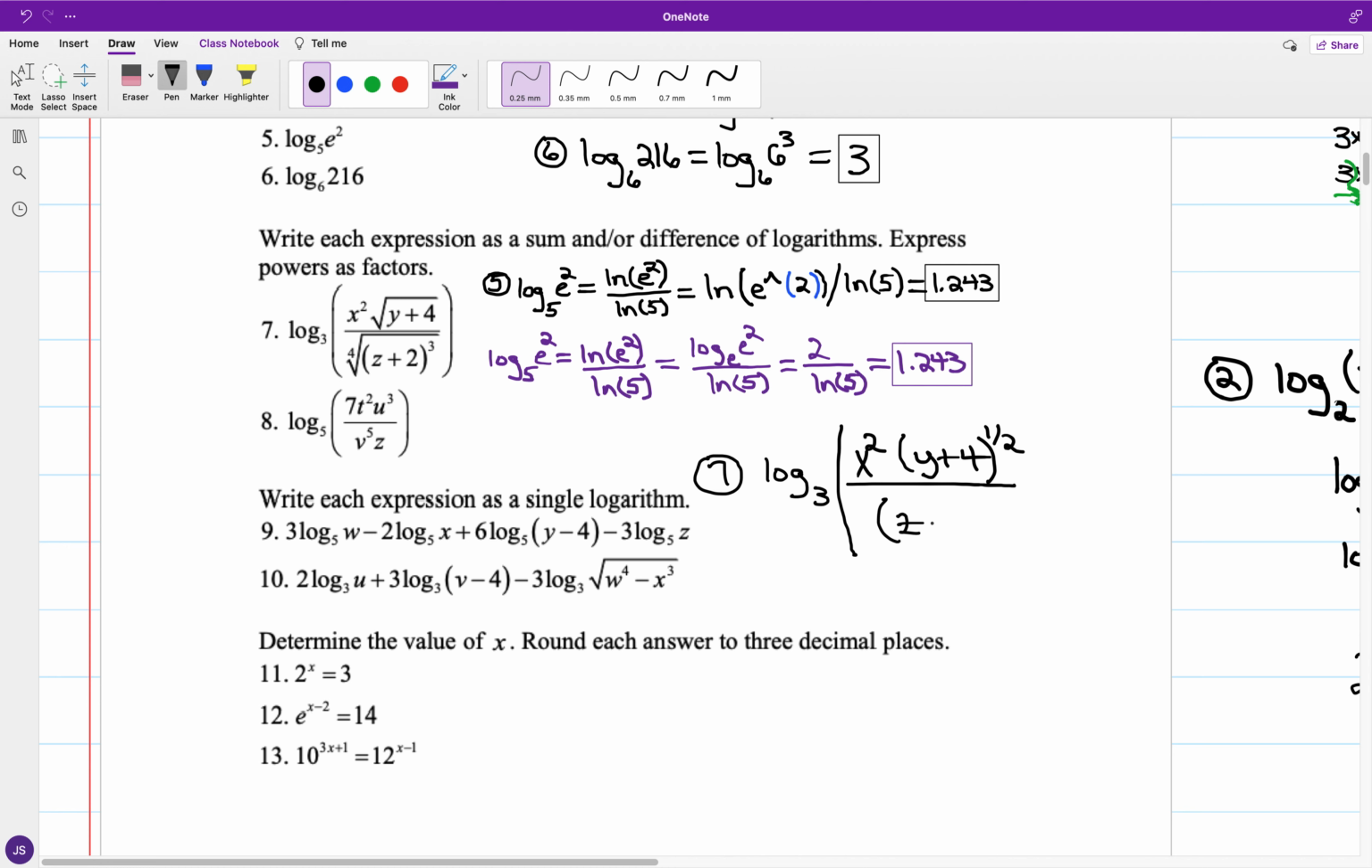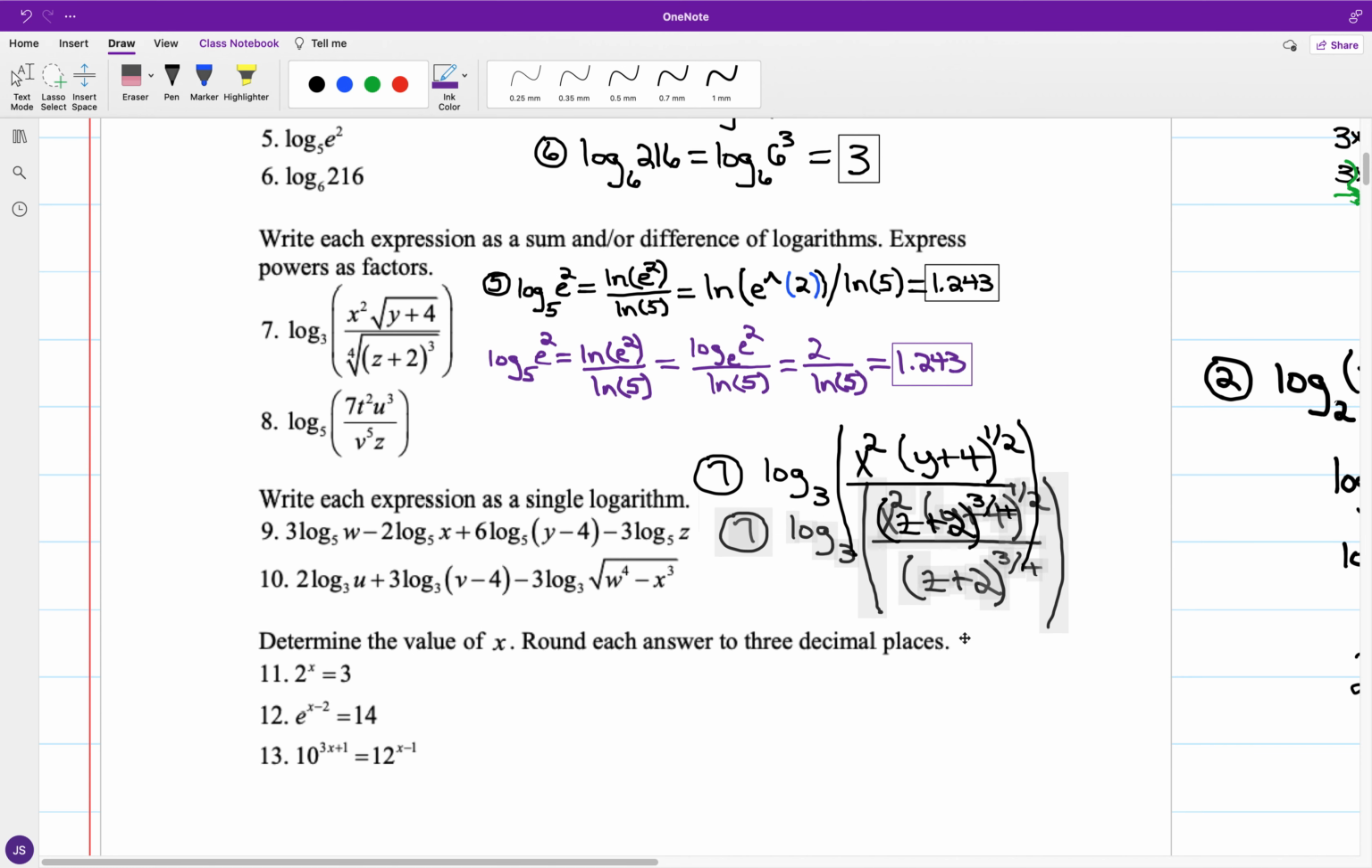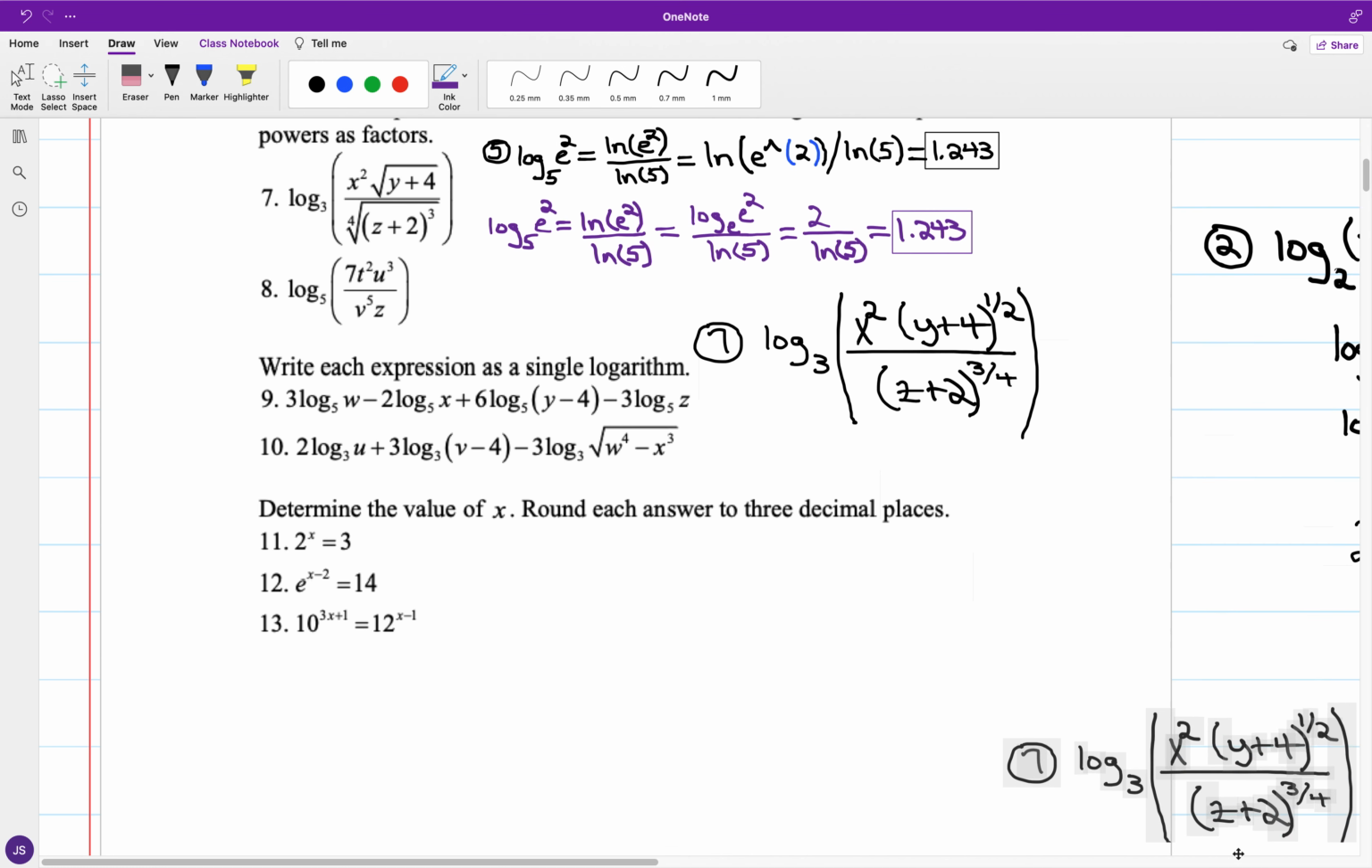again, I can rewrite this where the exponential base is z plus 2, and as a non-integer power, the number which is inside the radical will be in the numerator, and the denominator will be the radical index number. So after this particular rewrite, I can now write out as sums and differences of logarithms, and where it says to express powers as factors, I'm just converting the raised powers to coefficients.